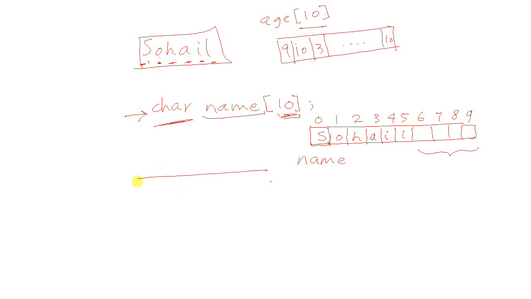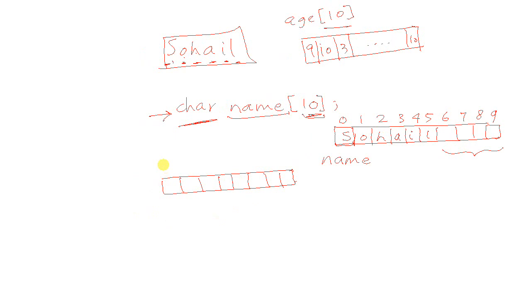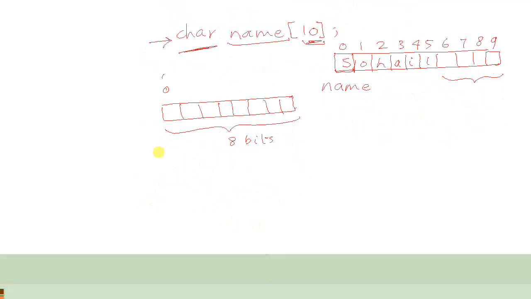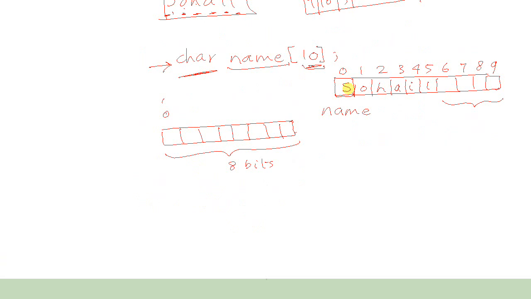So a memory is a sequence of bytes. Each byte is 8 bits, and each bit is either 0 or 1. So this is 1 byte, 8 bits, and 1 character can be stored in 1 byte. So I can write S in this whole byte.